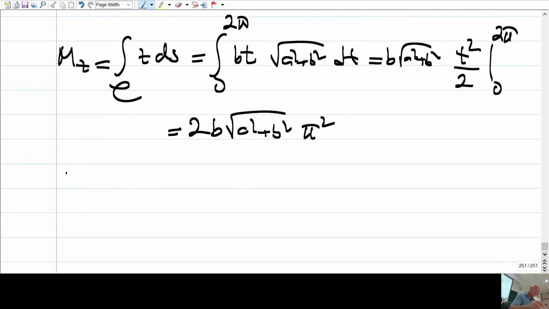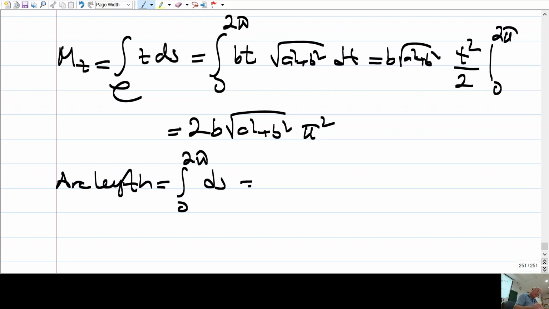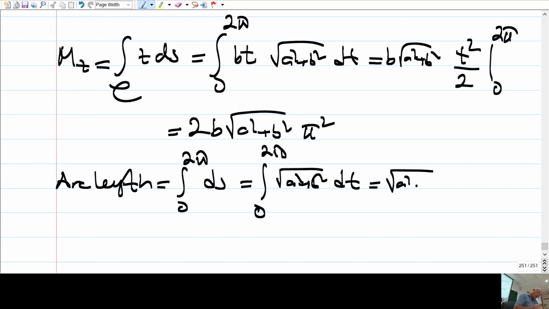So center of mass will be how much? I have to also find arc length. Arc length is integral from 0 to 2 pi of ds. Well, this is just square root of a squared plus b squared dt. I'm sorry, 0 to 2 pi. So this is just square root of a squared plus b squared times 2 pi.